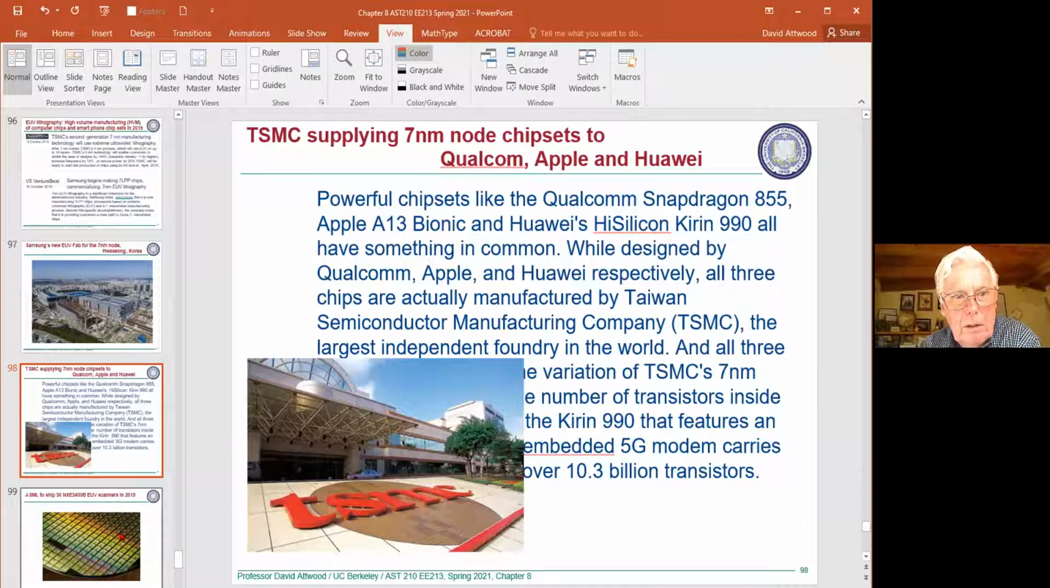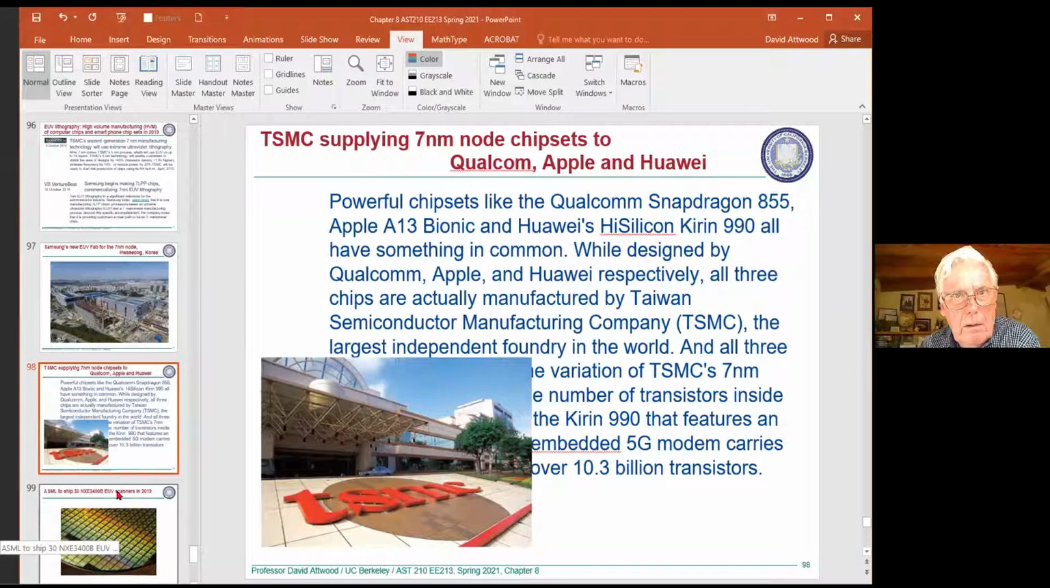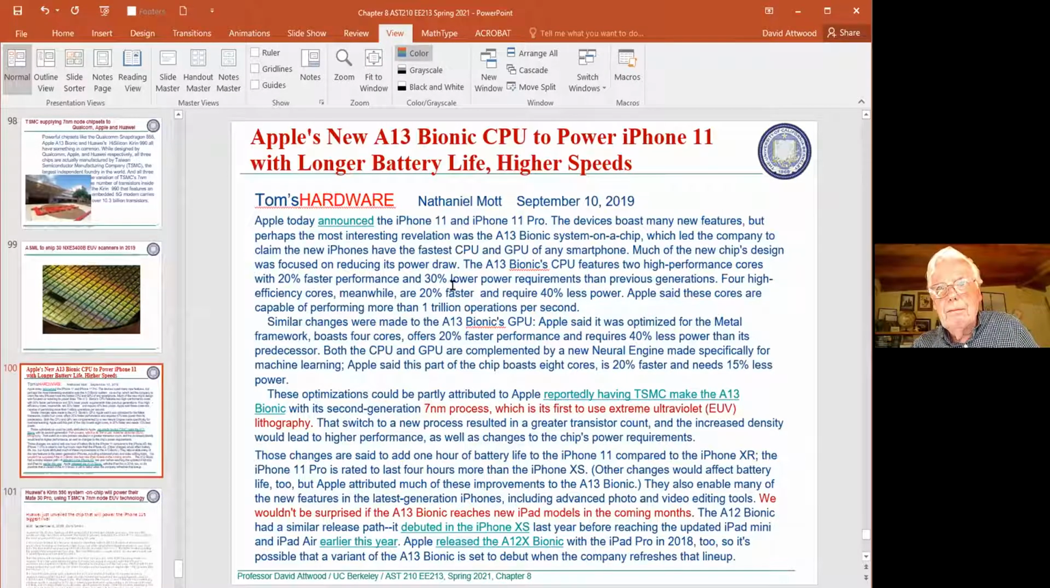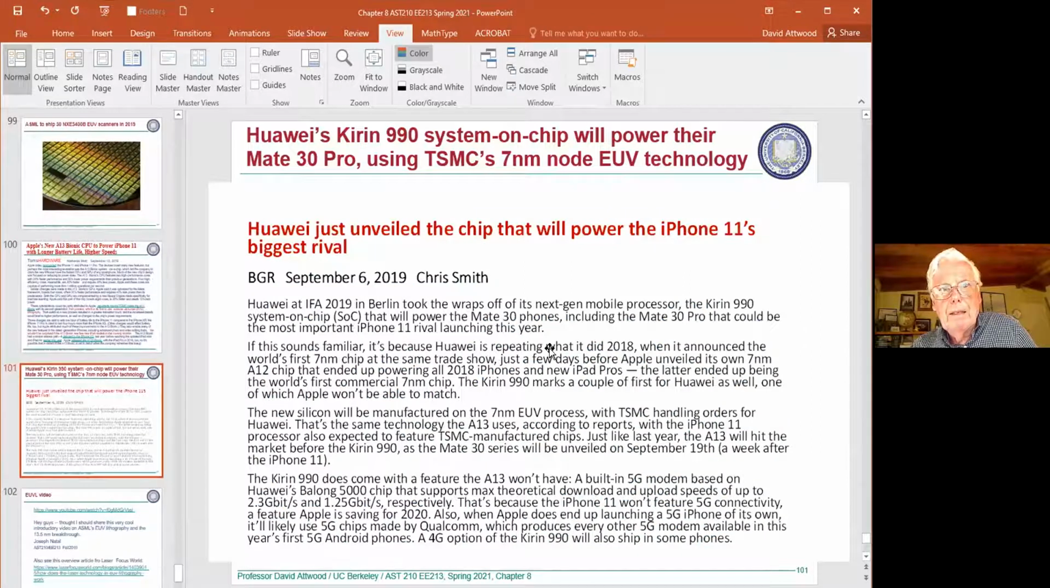Well, so yeah. This is a kind of old slide that they were going to ship EUV scanners in 2019. Well, they started in 2018. They put a lot of them out there in 2019. And in 2020, they were into high volume and lots of computer chips. And this is just something about Apple's new iPhones and all the different companies using it.